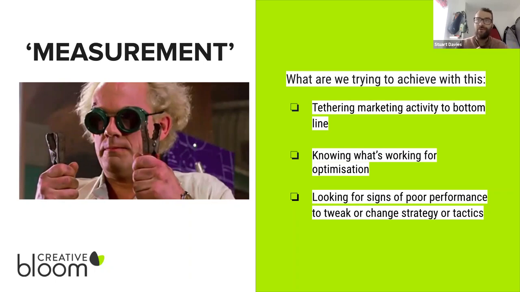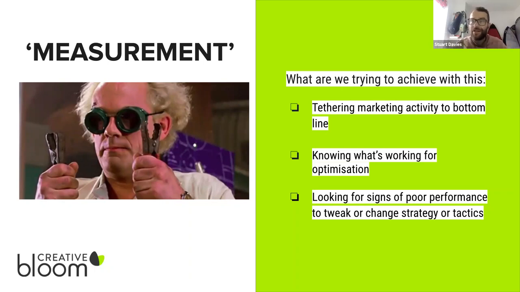We also want to know what's working for what we call optimization. The word optimization means to continually improve something, so we optimize our efforts. We can use measurement to say, what works, what doesn't work? I did this on a Tuesday and that worked, or I did this on a Friday and that didn't. So we can use measurement to help us through that journey and process.